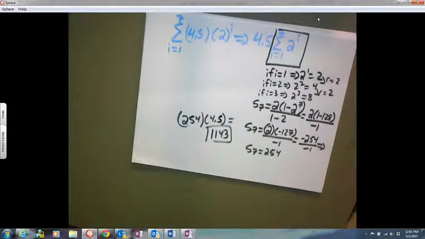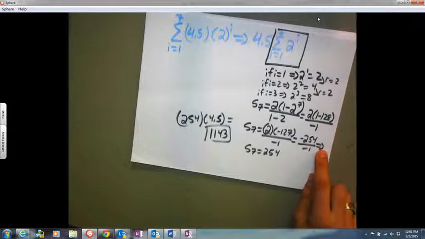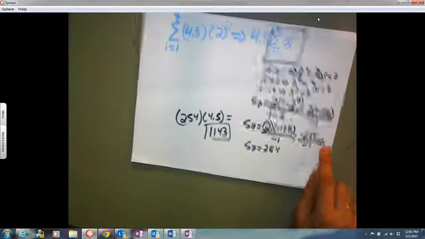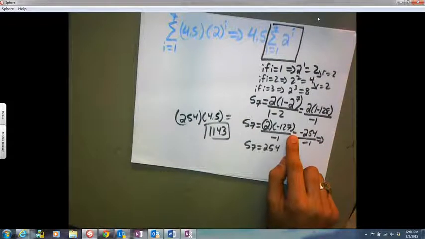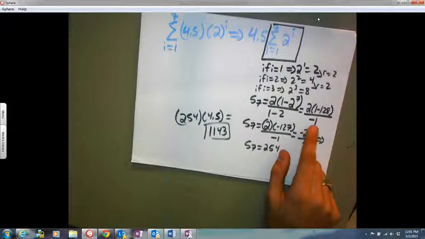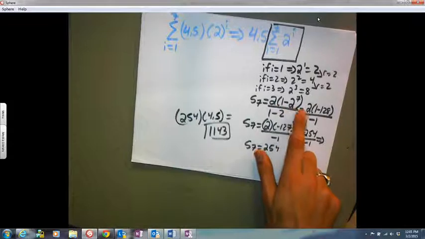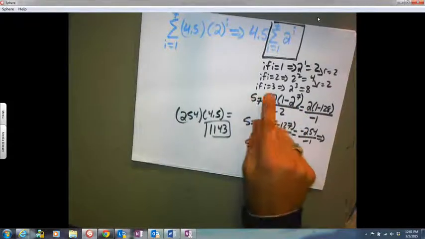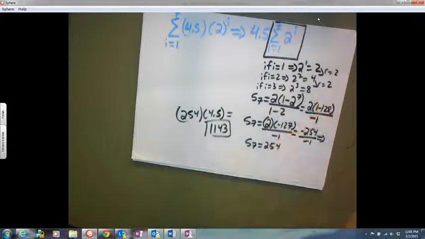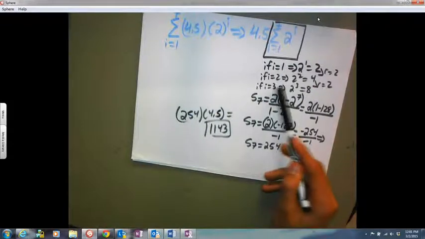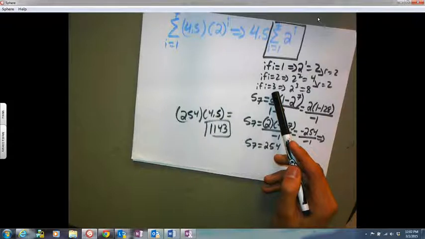Right here? 2 times negative 127? If i is 1. If i equals 3, then 2 cubed. This just means then. You know what? 4 times 2 is 8.